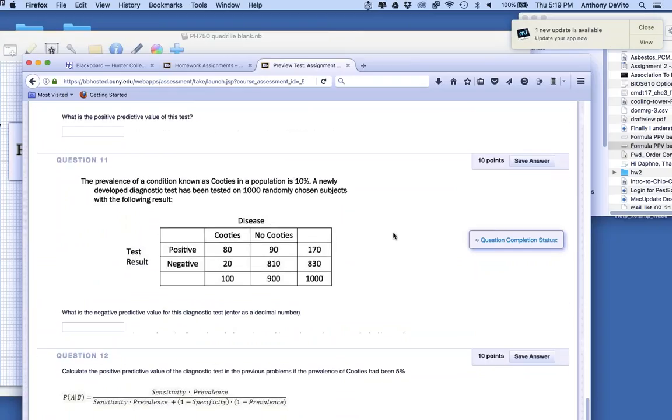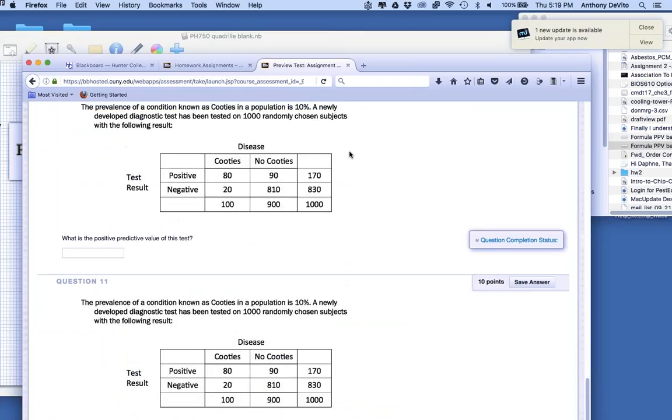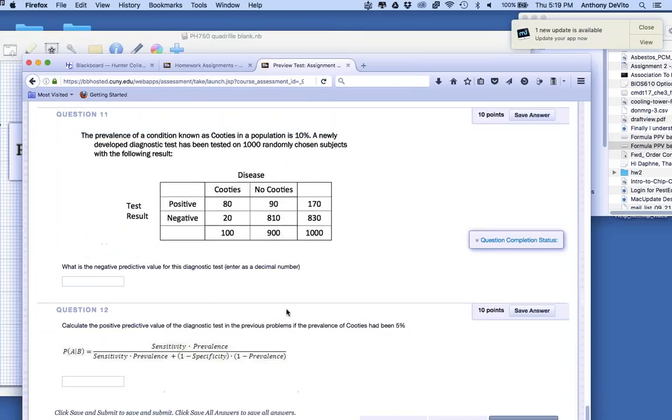Okay, so at any rate, we have an example of a test that involves cooties, and then you can do various calculations to calculate the specificity, sensitivity, and then finally the last problem is very similar to what we just did, except I think the percentages are a little bit different. So you guys should be able to go home to work.